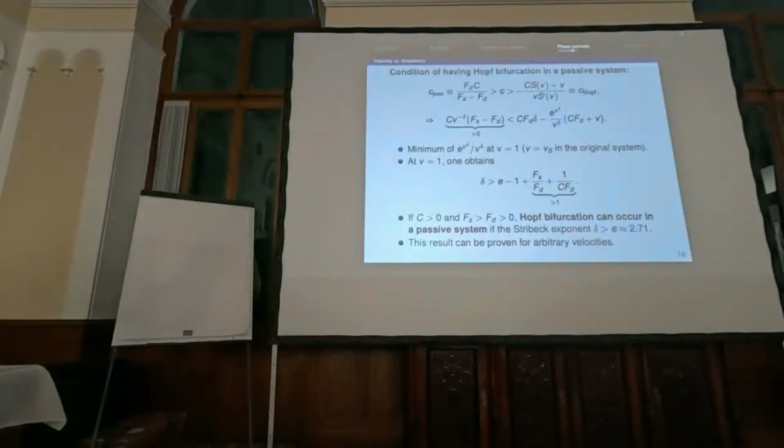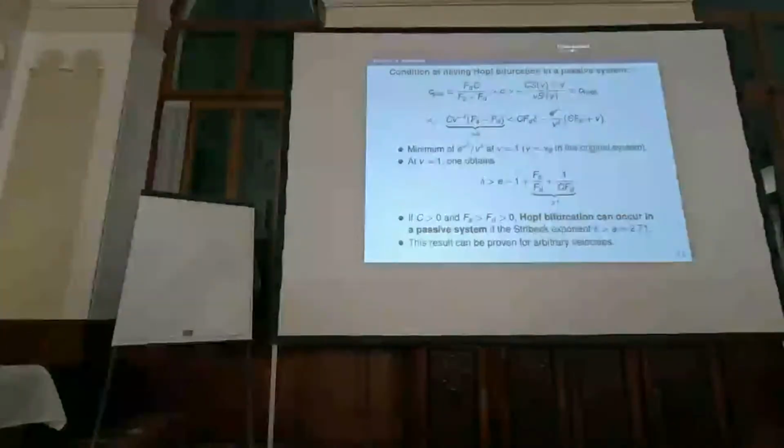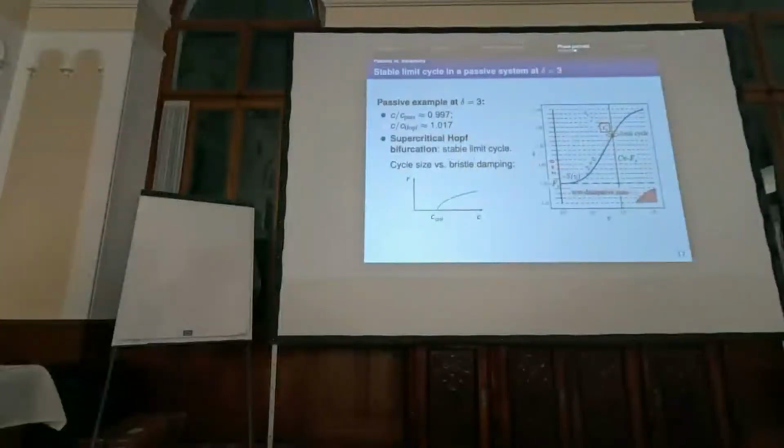can occur in a passive system if the Strzebek exponent is larger than the base of the natural logarithm, that is 2.71 approximately, which is rare, but now it is checked. And here is an example where we are really below the passivity limit, but above the Hopf bifurcation limit, and we have a limit cycle, and the system is passive.